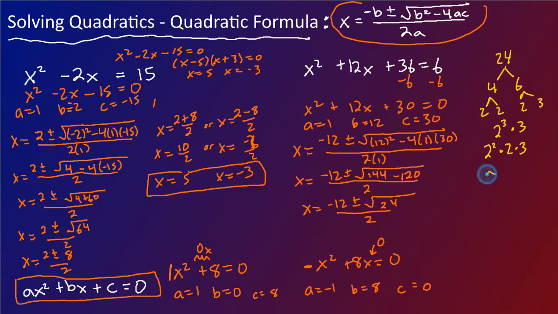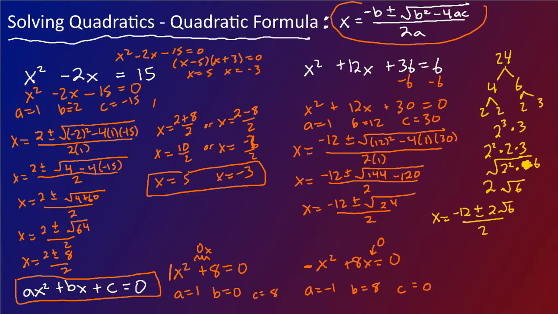And then when I put that in the square root, replacing this 24, I have 2 squared times 2 times 3. Well, now I can do the square root of 2 squared. That's 2. And apparently I had an extra 2 there. I don't want that. 2 times 3 is 6, and then the square root of 6. Okay, so this leads me to the exact answer. So I have negative 12 plus or minus 2 root 6, all over 2.